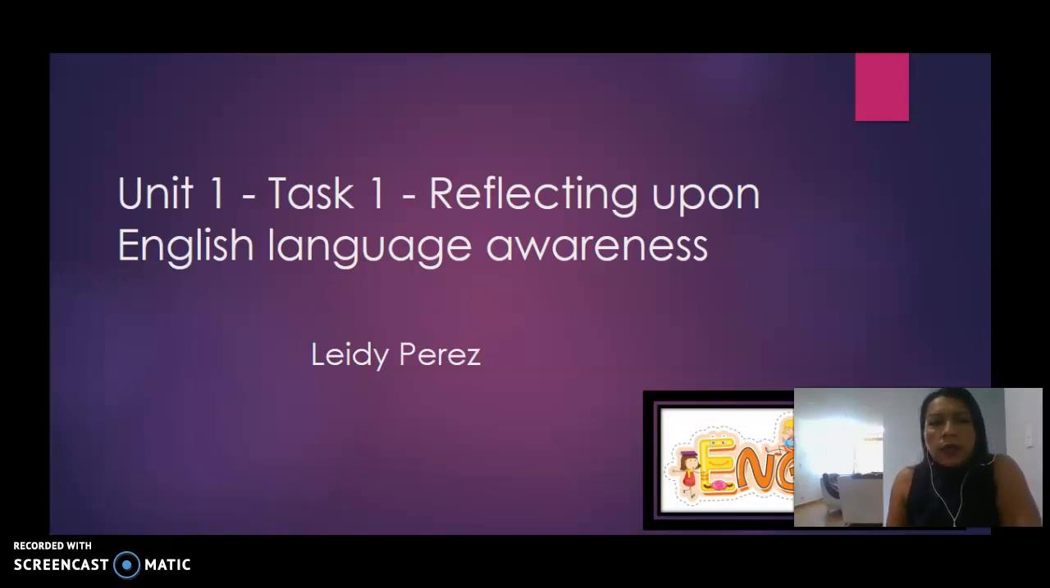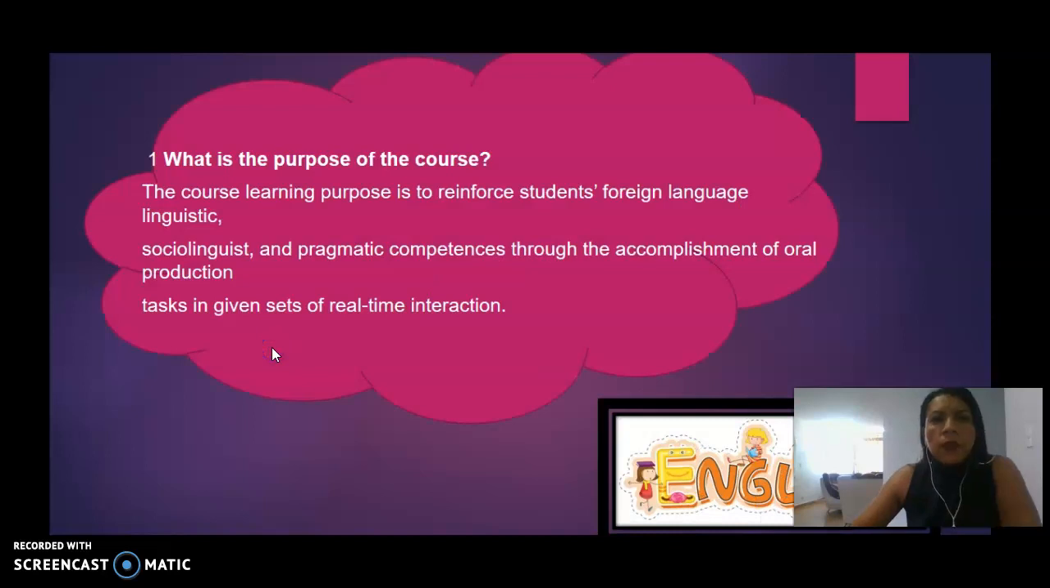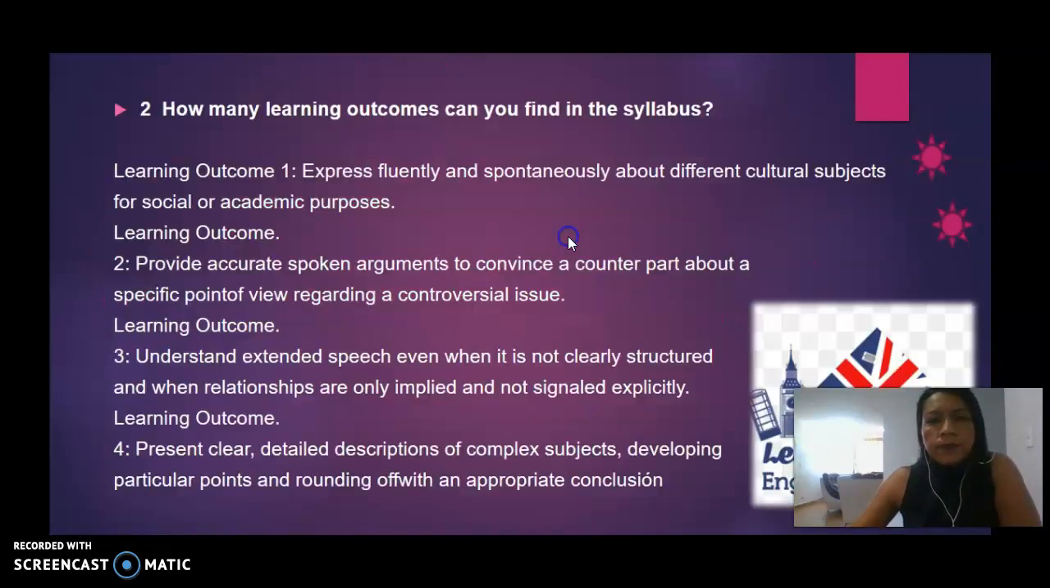Unit 1, Task 1, Reflecting upon English Language Awareness. What is the purpose of the course? The course learning purpose is to reinforce the student's foreign language, linguistic, sociolinguistic, and pragmatic competence through the accomplishment of oral production in a given set of real-time interactions.